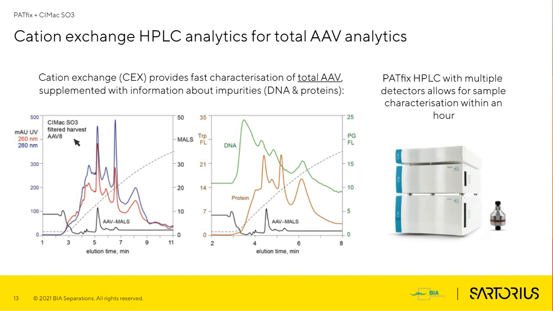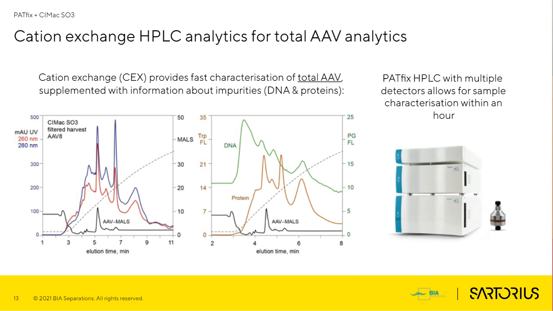This is a filtered harvest in which we have AAV8. On the left graph, you are able to see signals that correspond to UV 260 and 280, as well as multi-angle light scattering. The key thing here is that the light scattering in this setup allows us to detect our product while reducing the background. And using this MALS signal, we are actually able to estimate relative or in certain cases also the absolute concentration of our AAV. But we're still not able to distinguish between empty and full.